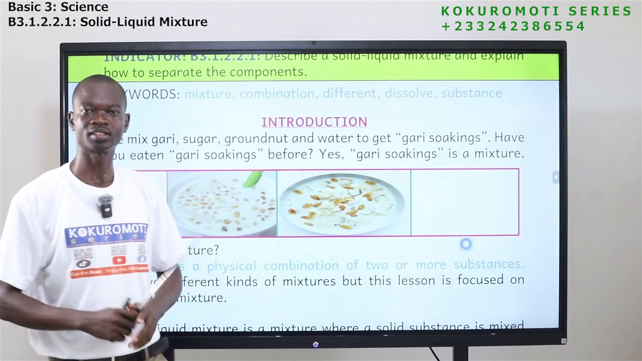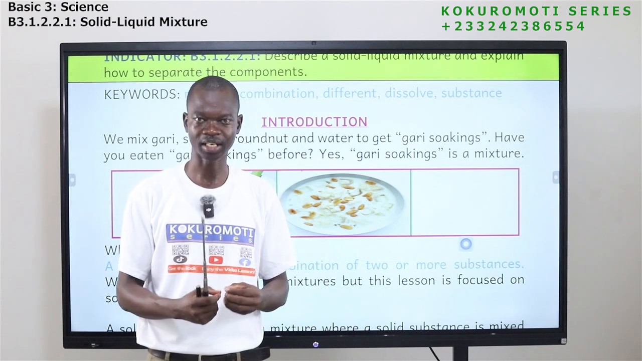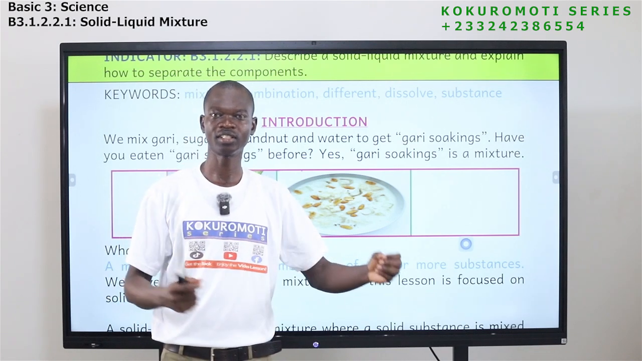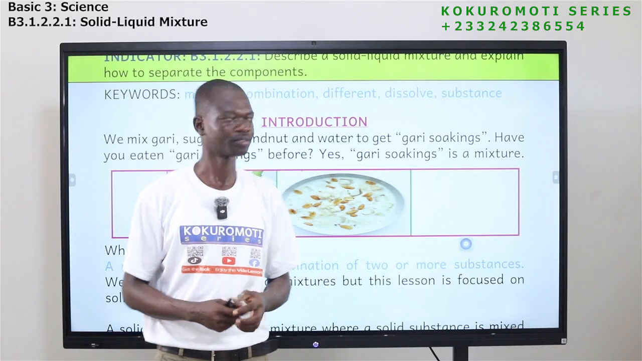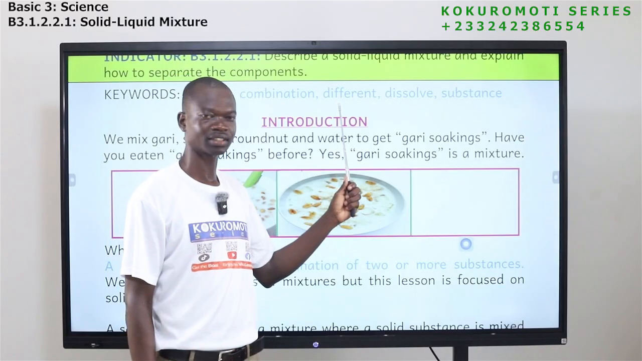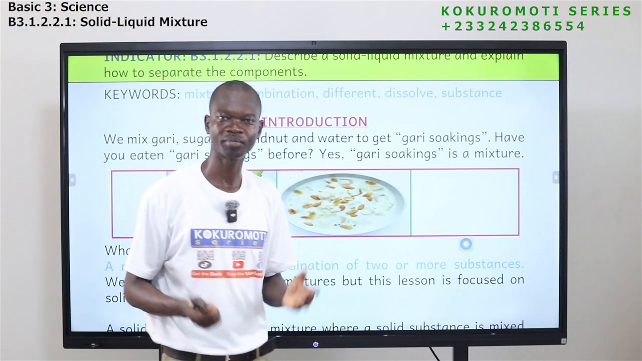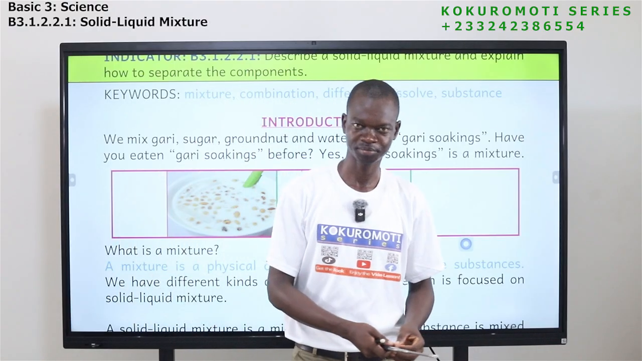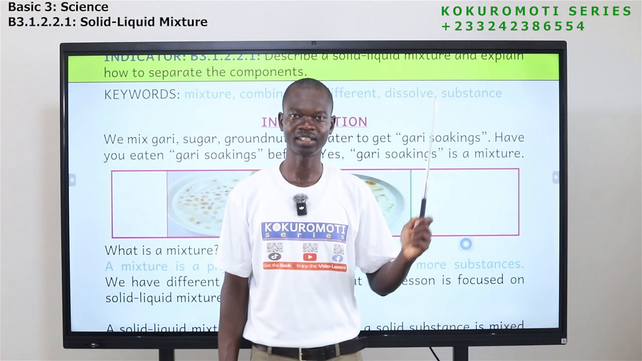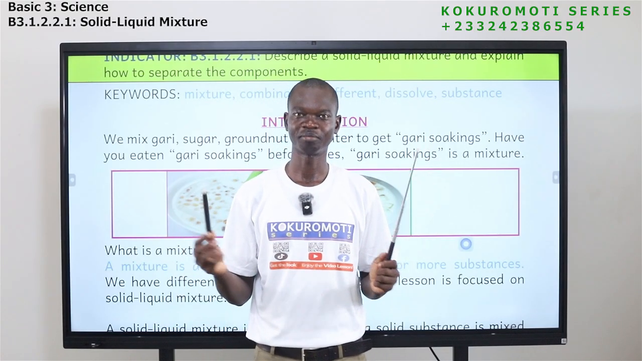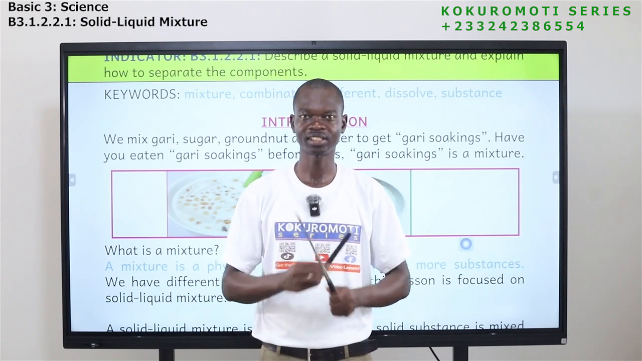Okay. The next word is combination. To combine. You have different parts, you join them, you put them together. To combine means joining different parts. Okay. The next word is different. So different means they are not the same. This is different from this, meaning the two are not the same. So different means they are not the same.